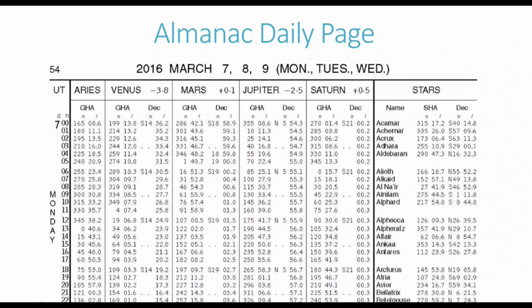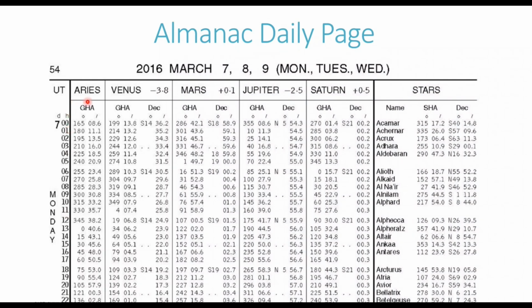Now this one page serves 3 different days. As you can see here, this particular page refers to March 7th, 8th and 9th, Monday, Tuesday and Wednesday. So the data for these 3 dates is given on a single page. Now the first column which you see here gives you the GMT. This is the date, and then you have the hours from 00, 1, 2, 3, 4, 5, 6 up to 24.